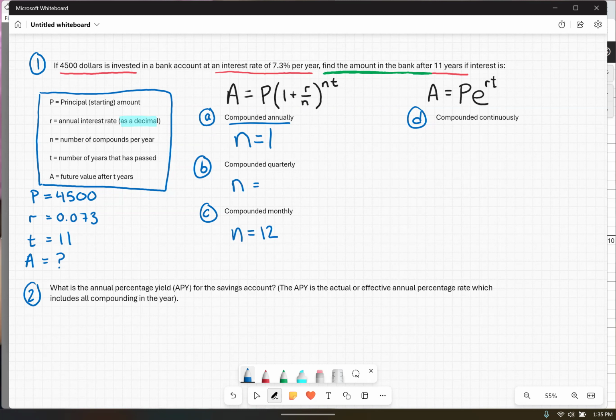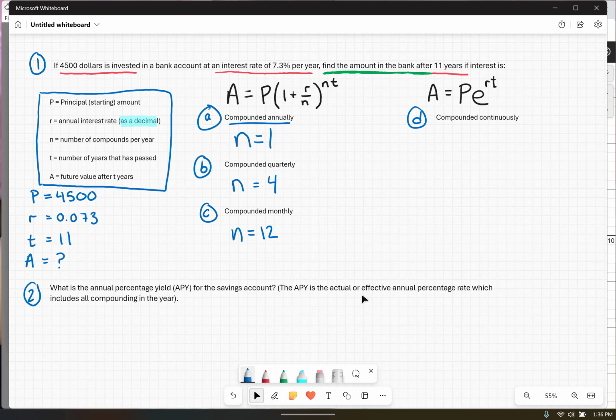N is equal to 4. Okay, there is no N in the continuous version of the formula. So basically what we have to do, we have 4 problems here, A, B, C, and D. And so what we're doing is we're taking our given values and we're plugging them into the formula, right? So I'm going to do this a couple different ways.